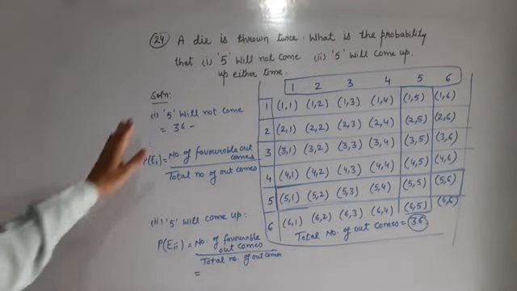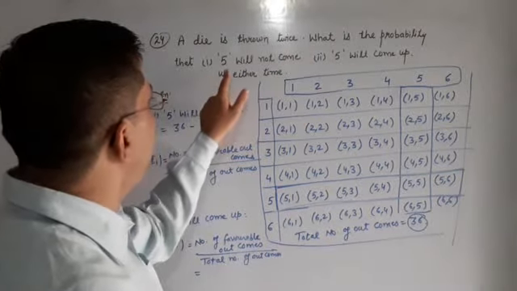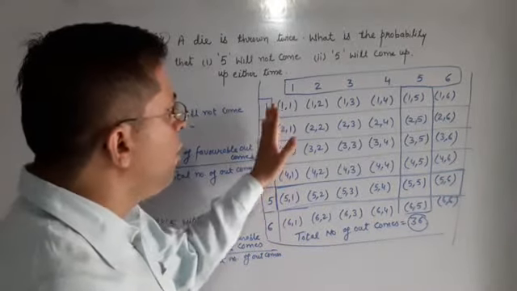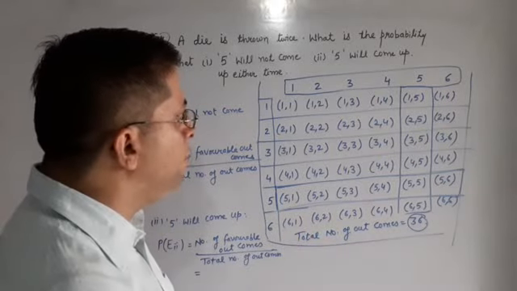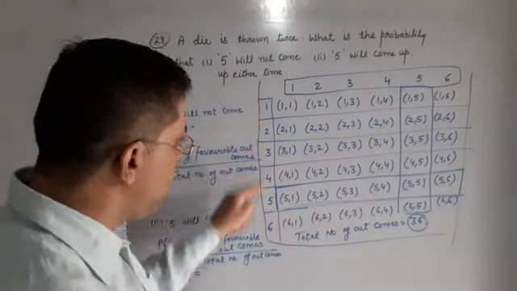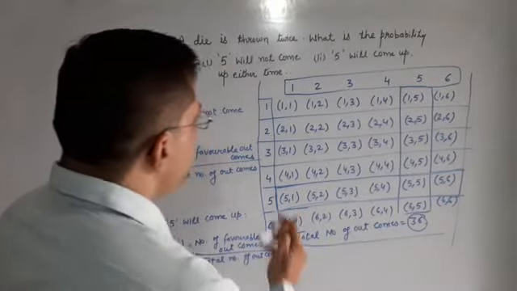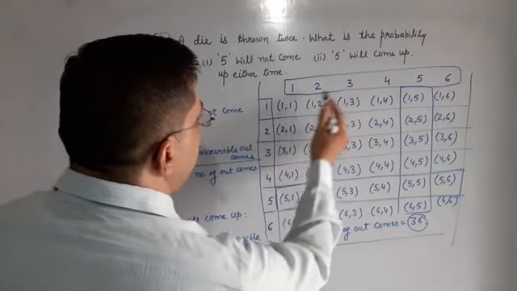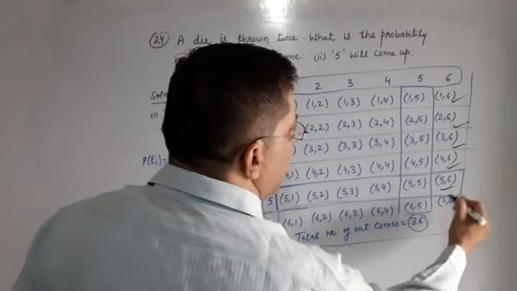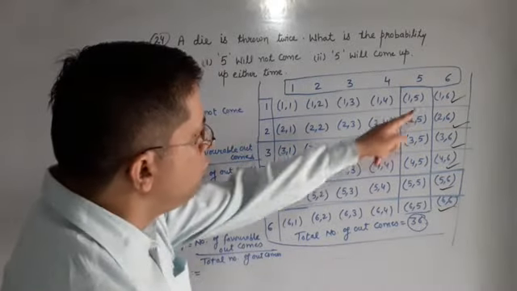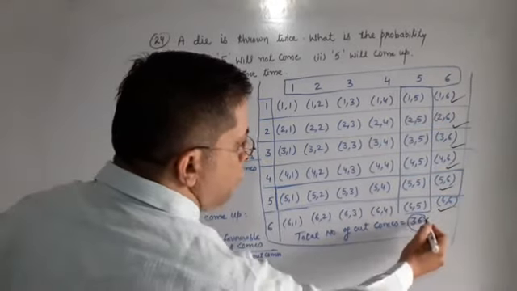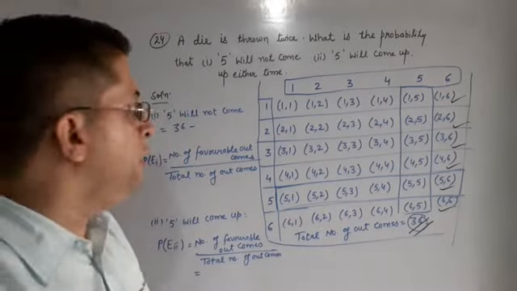A die is thrown, what is the probability that 5 will not come up either time and 5 will come up? Okay, for that you have to make one sample space like this. I have made it. See, 1, 2, 3, 4, 5, 6 outcomes on one die and second outcome of the other die. And like this 1, 1, 1, 2, 1, 3, 1, 4, 1, 5, 1, 6. Like this way you have to make all these possible outcomes. You will get 6, 12, 18, 24, 30, 36. See, total number of 36 outcomes you will get.